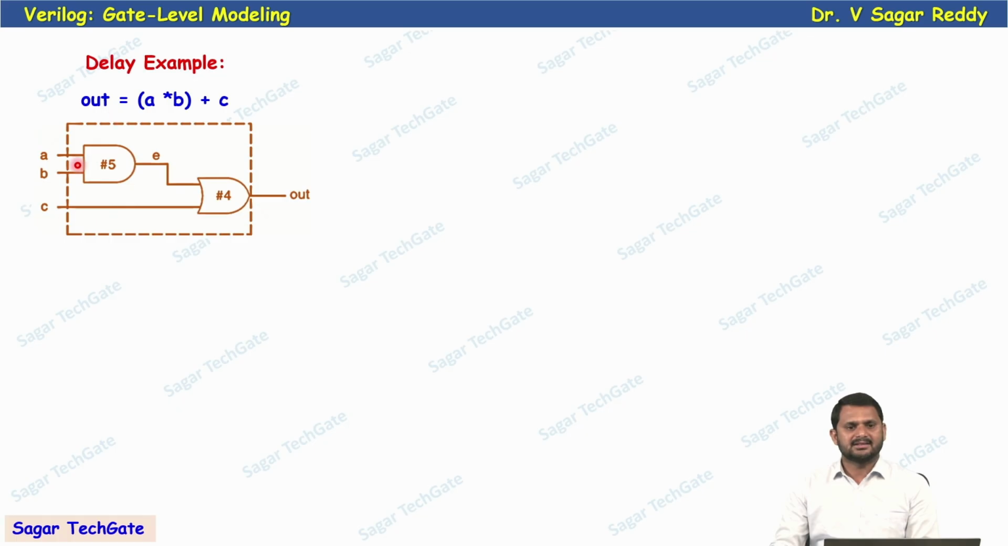Here, take this circuit having 2 gates, one AND gate and one OR gate. It has 3 inputs A, B, C and 1 output. One intermediate signal is used to interconnect these 2 gates. Now out is equal to A and B plus C. The gate delay associated with this AND gate is 5, and the delay associated with the OR gate is 4.